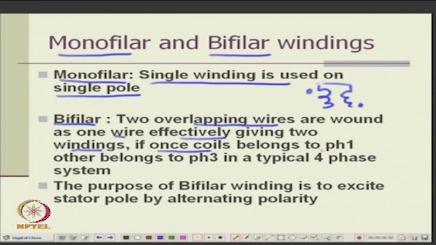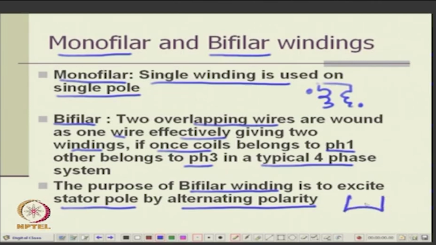One coil may belong to phase 1, the other to phase 3 in a typical 4 phase system. So, bifilar winding is used to excite poles with alternating polarity. The same pole, sometimes it may become a north pole, another time it may become a south pole, depending upon which of the two windings is excited. Is it clear? Okay.